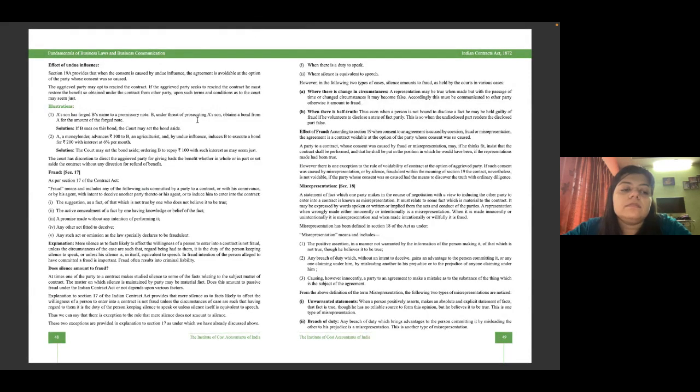Now, silence does amount to a fraud. Silence only amounts to consent in a contract when there is a duty to speak, or when silence is the only way that you can accept a particular contract. Similarly, with respect to fraud, if you have a duty to speak and yet you keep silent, in such cases, such silence would amount to a fraud.